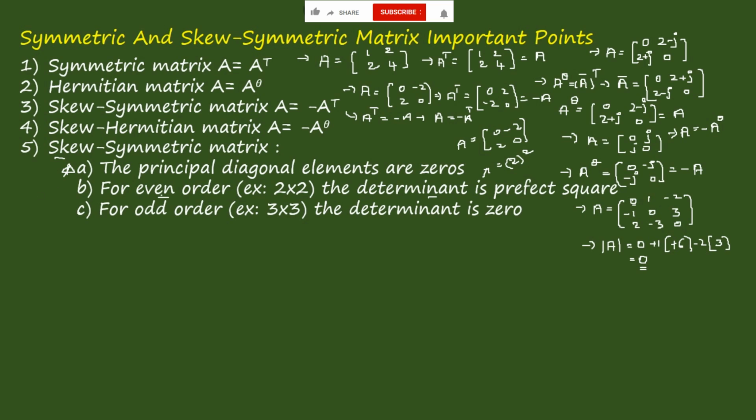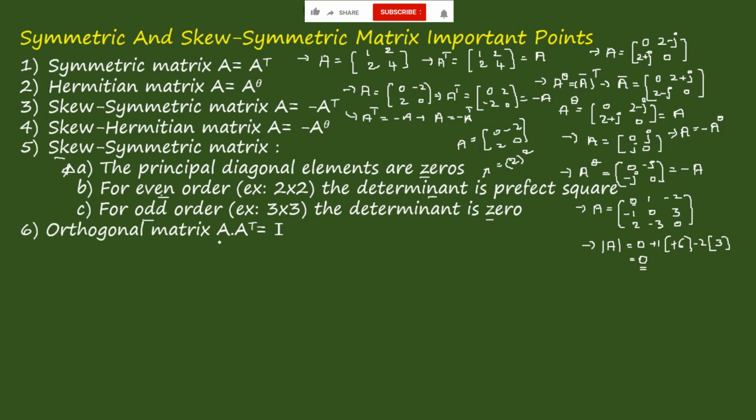So these are the important things in the case of a skew symmetric matrix. Odd order determinant is always 0. Even order matrix determinant is always a perfect square, and diagonal elements are zeros. Okay, coming to the next one.